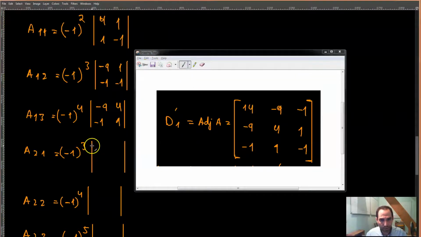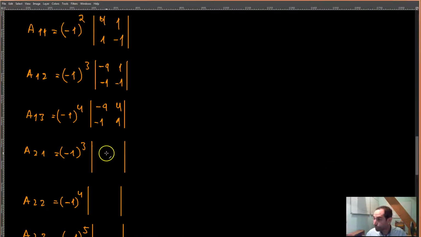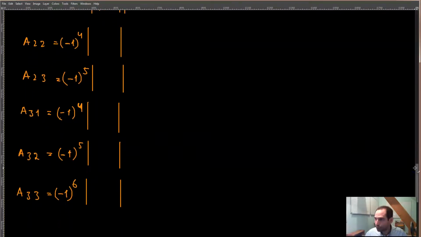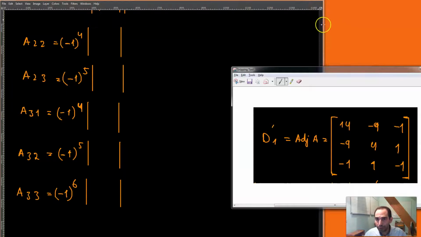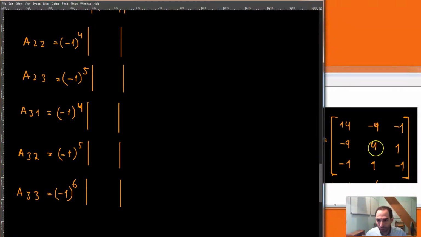So you would get, for 2, 1: -9, -1, 1, -1. Then 2, 2 would be, let me close this thing so that you don't have to do this over and over again. Okay. Now for 2, 2, delete this column and delete this row: 14, -1, -1, -1.